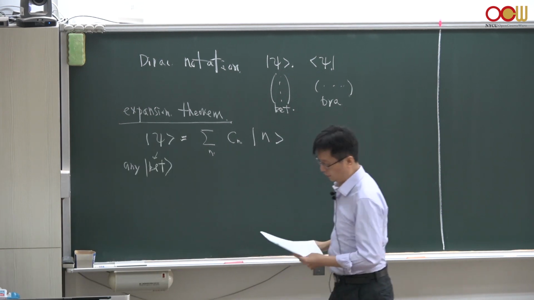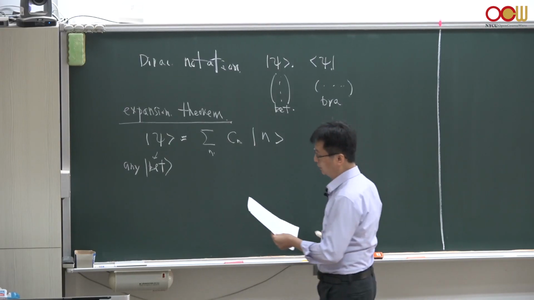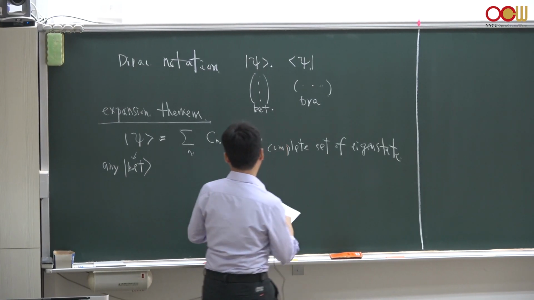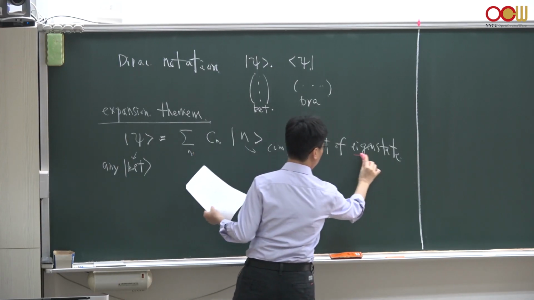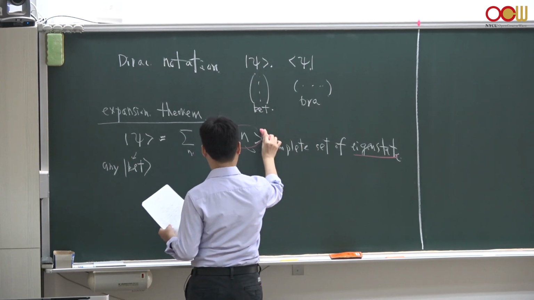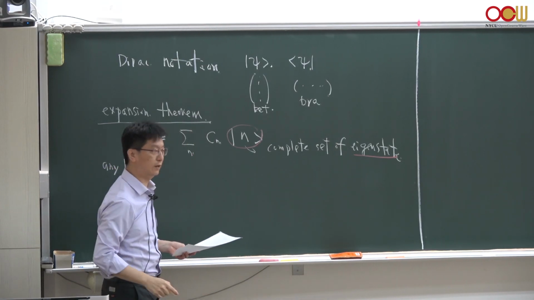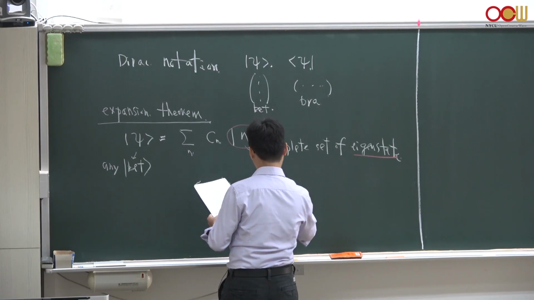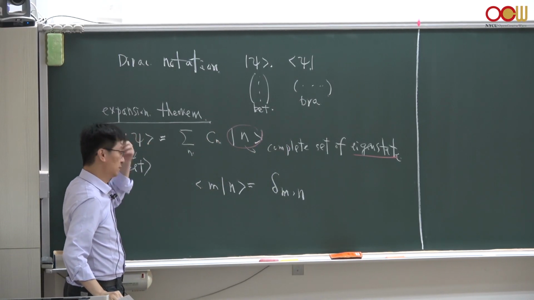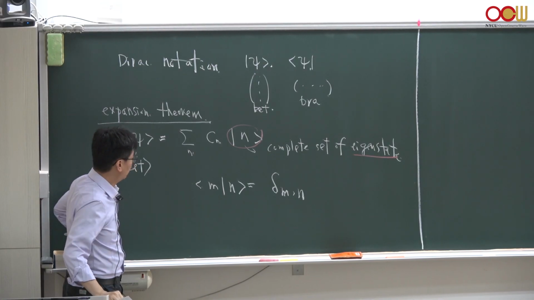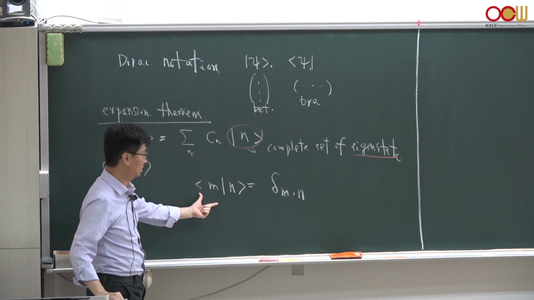So now we can rewrite this expansion theorem in terms of Dirac notation, meaning any arbitrary Dirac ket state can be composed in terms of linear combinations of a complete set of eigenstates, which I call the ket n. So this is the eigenstate. And the orthonormalization condition for this complete set of eigenstates is given by the Kronecker delta function delta mn.